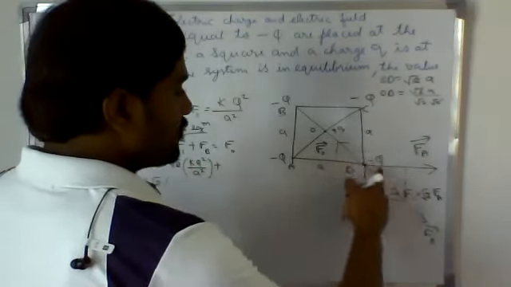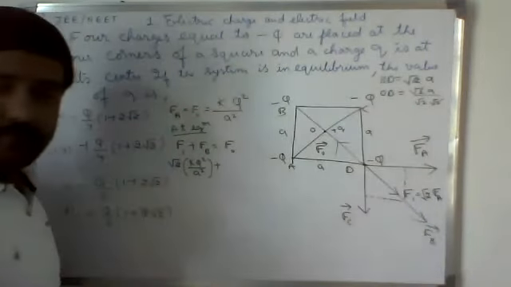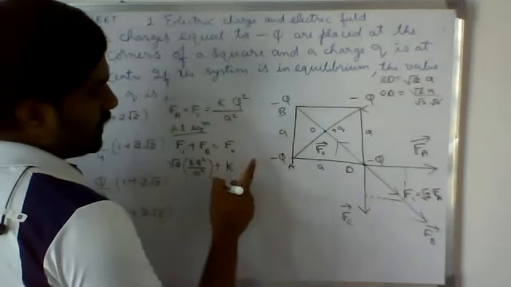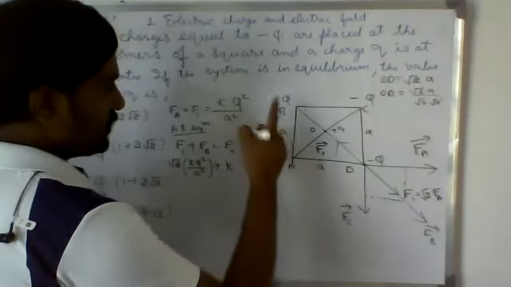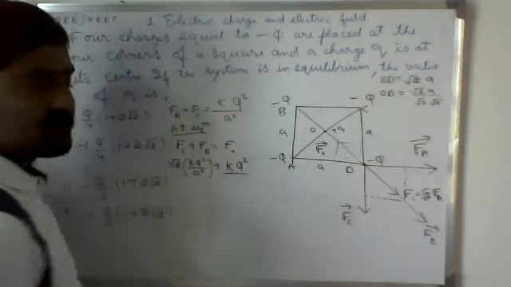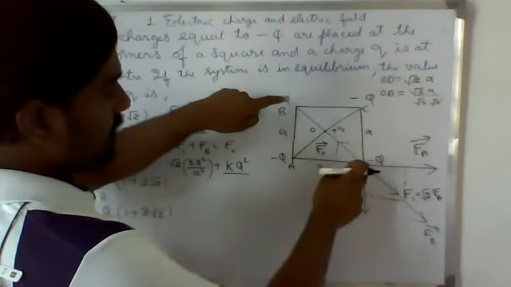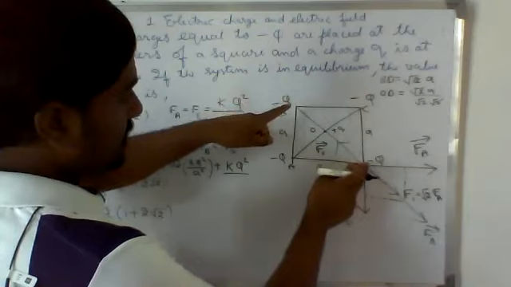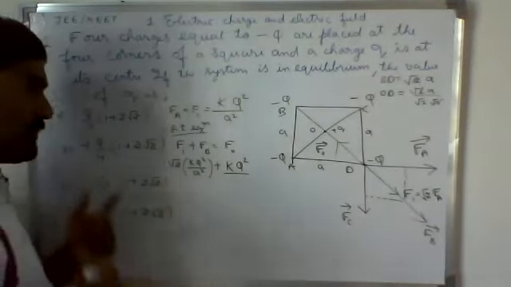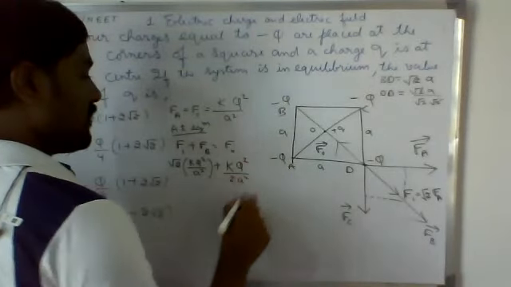FB is the force acting on minus Q at the point D due to minus Q at the point B. That is K into the product of the magnitudes of the two charges, Q into Q, Q square, divided by the square of the distance between the two charges, that is B and D. Between minus Q and minus Q the distance is BD. BD value is root 2 a. Square it: root 2 square is 2, so 2 into a square.